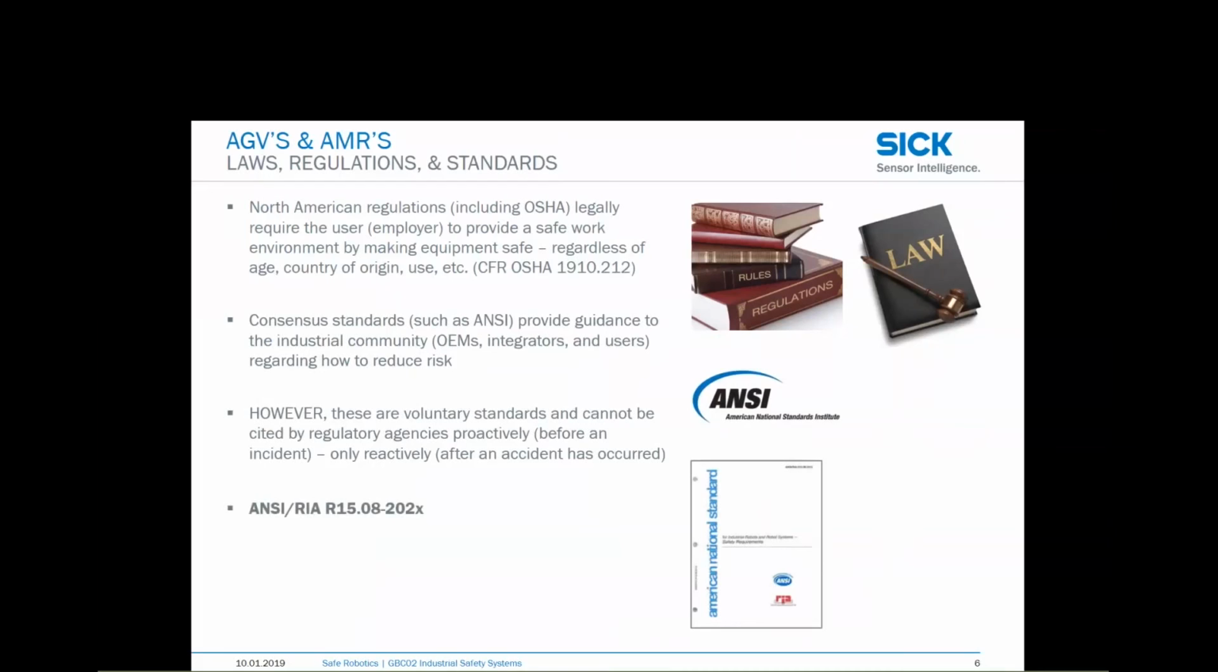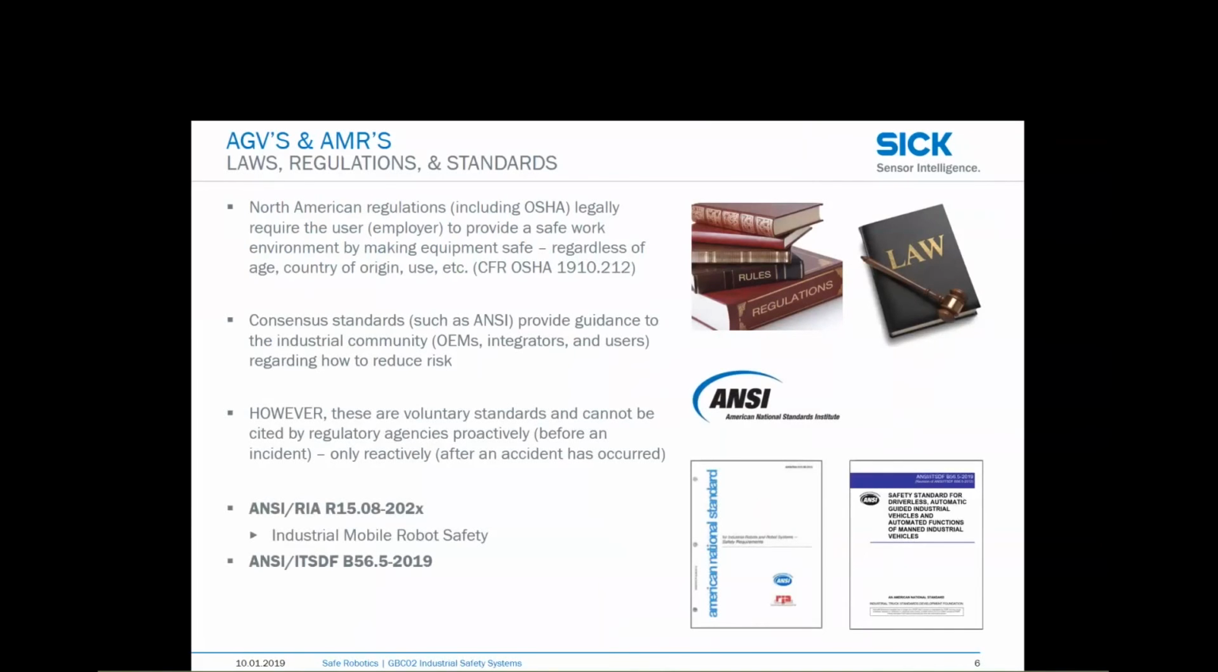A couple standards we're going to talk about today. A new developing ANSI RIA standard, the R15.08. It is under development. It's for industrial mobile robot safety. So we'll talk about what's new in that standard. And we'll talk about the newly released ANSI ITSDF B56.5. This is for AGVs, safety standards, automatic industrial guided vehicles. And we will take a look at that standard a little bit and talk about its application.